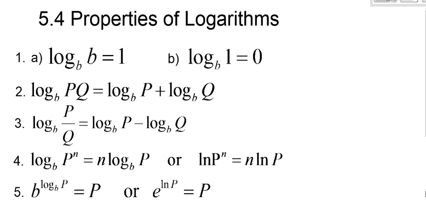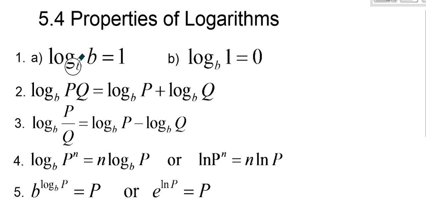So the properties of logarithms, I'll go through and explain all of them. Anytime the base of the log and the thing next to it are the same, the answer is going to be 1. Whenever those are the same number, the answer is 1. They cancel each other out, basically.